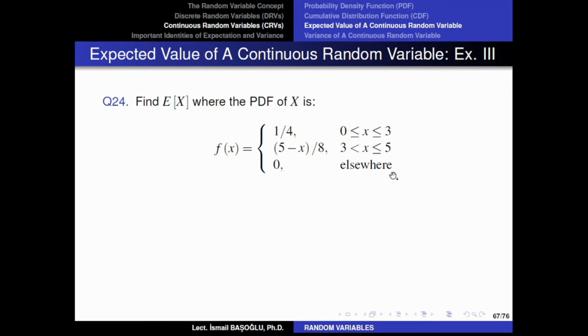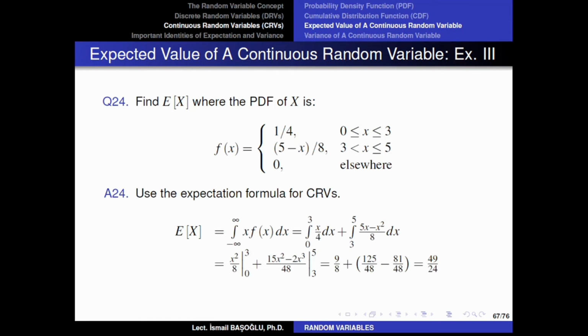So the question asks us to compute the expected value. And the expected value is what? By definition, it's the integral of x times the PDF from minus infinity to plus infinity. However, the PDF is only defined non-negatively within the 0, 5 interval, and between 0 and 3, it is equal to 1 over 4. So between 0 and 3, we are just going to integrate x over 4. And between 3 and 5, we are going to multiply the PDF with x, which will give us (5x minus x squared) over 8.